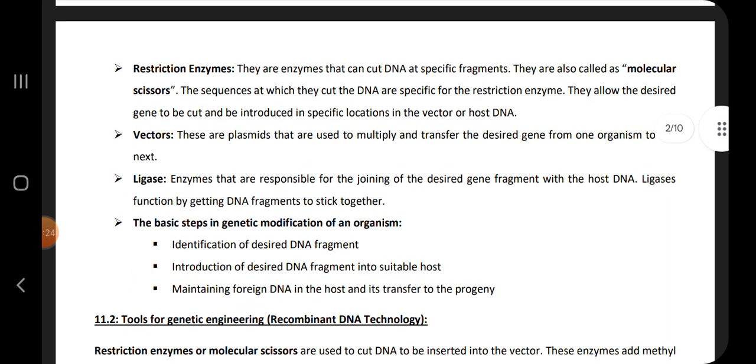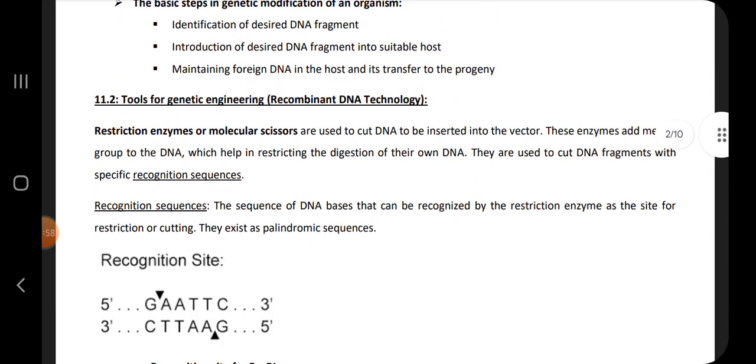Then restriction enzymes. They are the enzymes that cut DNA at specific fragments. They are also called molecular scissors. Vector plasmids are used to multiply and transfer the desired gene from one organism to the other. Then ligase, the enzyme responsible for joining of the desired gene fragment with the host DNA. Then the basic steps in genetic modification include identification of desired DNA fragment, then introduction of desired DNA fragment into suitable host, then maintaining foreign DNA in the host and transfer into the progeny.